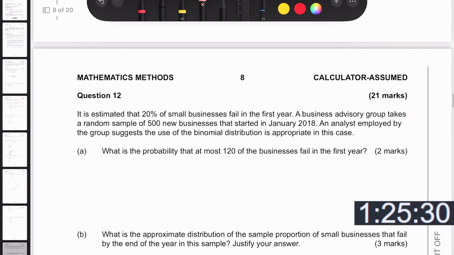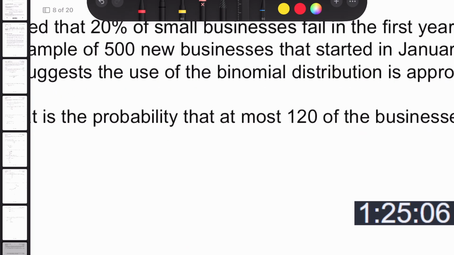Question 8. Page 8, question 12. It's estimated that 20% of small businesses fail in the first year. A Business Advisory Group takes a random sample of 500 new businesses that started in January 2018. Wait, this is 21 marks? Jesus. An analyst employed by the group suggests the use of binomial distribution is appropriate in this case. What is the probability that at most 120 businesses fail in the first year?